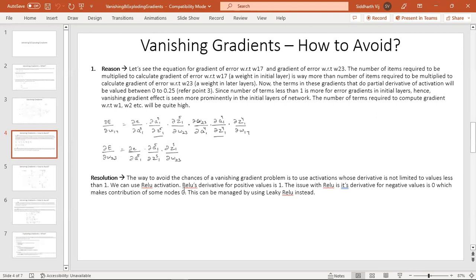ReLU will make all the values lesser than 0 equal to 0. So if you're passing a value of -2, it will default it to 0. So in some cases, an entire node or an entire computation will become 0. That is the situation of dead ReLU. But that can also be taken care of by using leaky ReLU. So overall, we can say that one of the reasons that can cause vanishing gradient is the sigmoid activation function, and there are ways to overcome that by using other activation functions like leaky ReLU or the ReLU activation function.